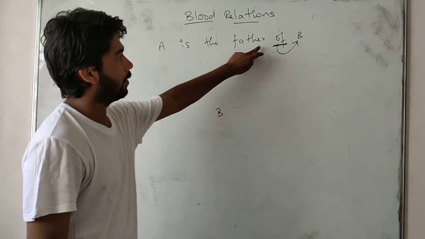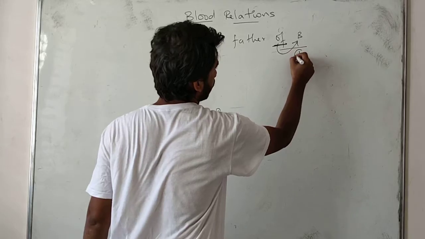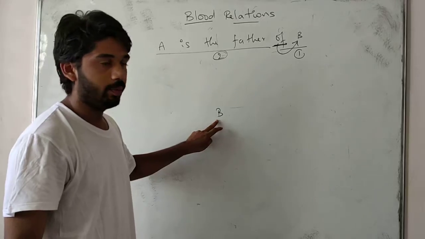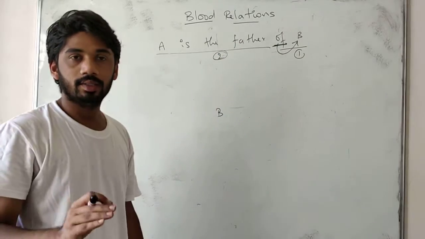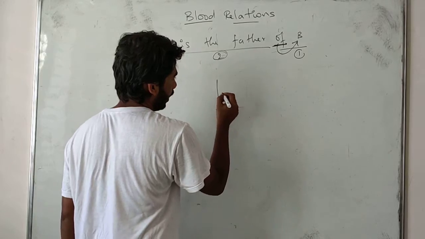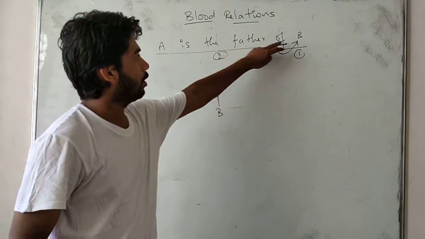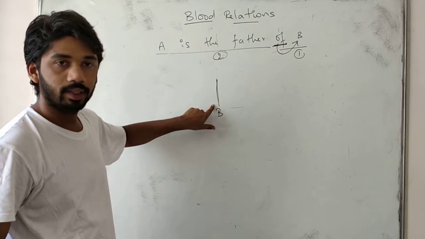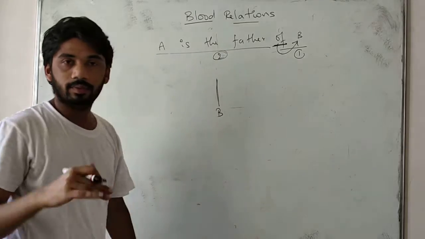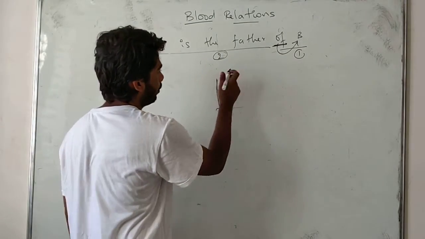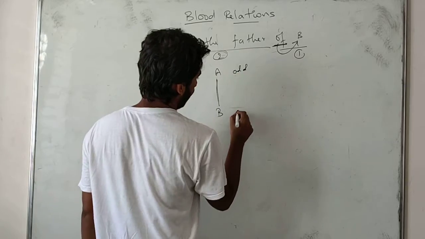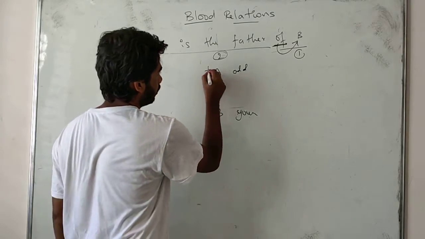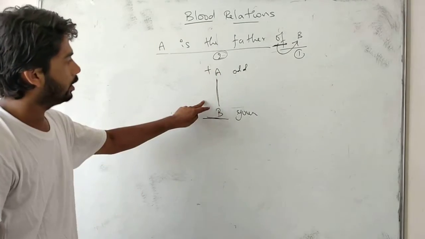See students, A is the father. This part will be the first question, this will be the second. Of course, first you have to write B. After that, A is the father of B. Father is the older person, so I will take the upper arrow. A is the father of B means they are different generations. So I will be taking a straight line. Father always will be older, so older people will be up. A is the father, father means always positive. So this is the question, friends.